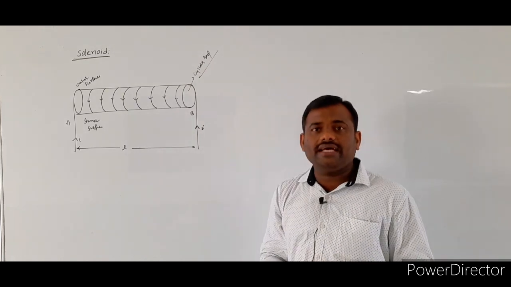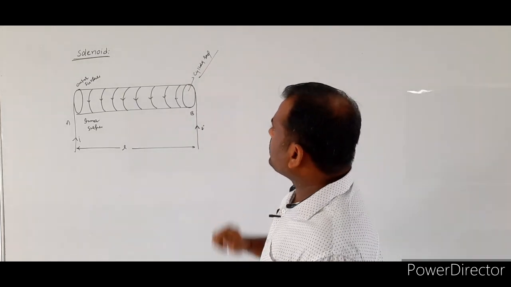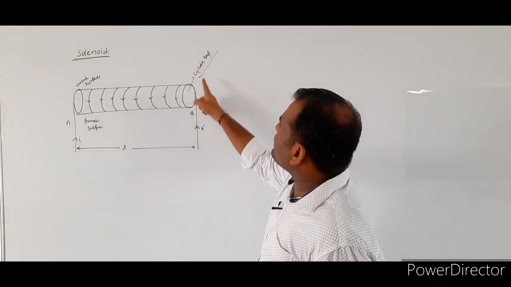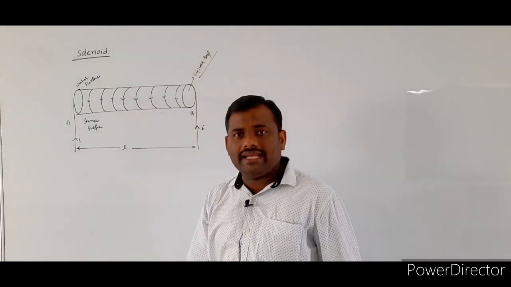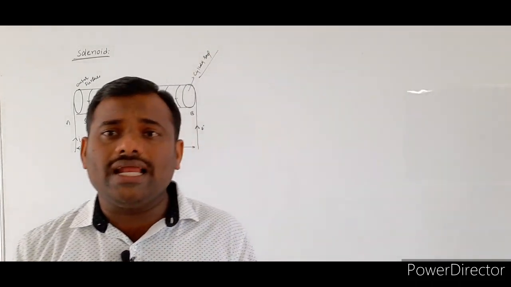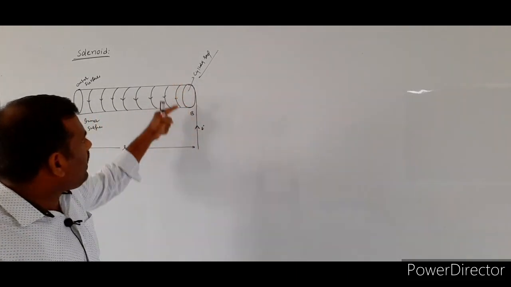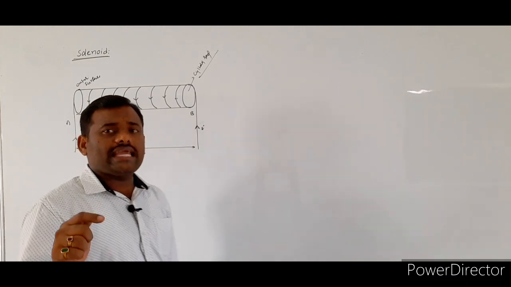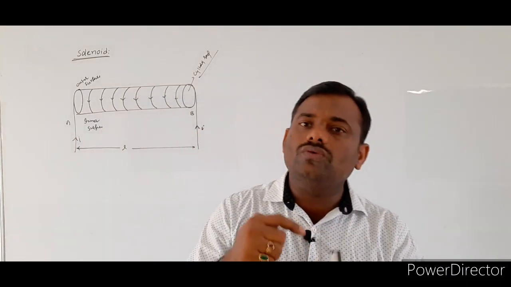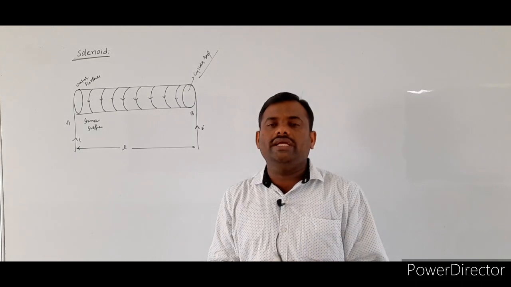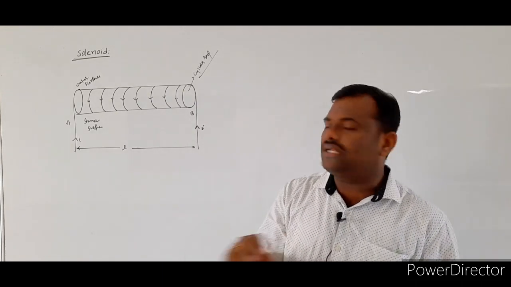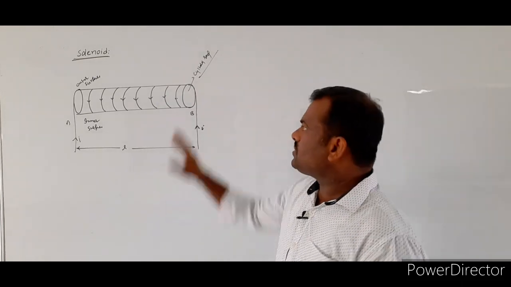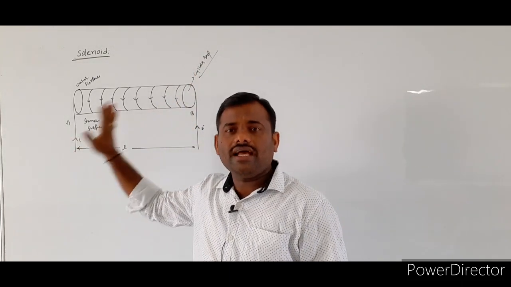How can we define the term solenoid? So here the solenoid consists of a long cylindrical rod. Over the long cylindrical rod, a conducting wire which is carrying a current of I is wound into so many number of turns. Such a type of arrangement we are calling a solenoid. So this is the definition of the solenoid.